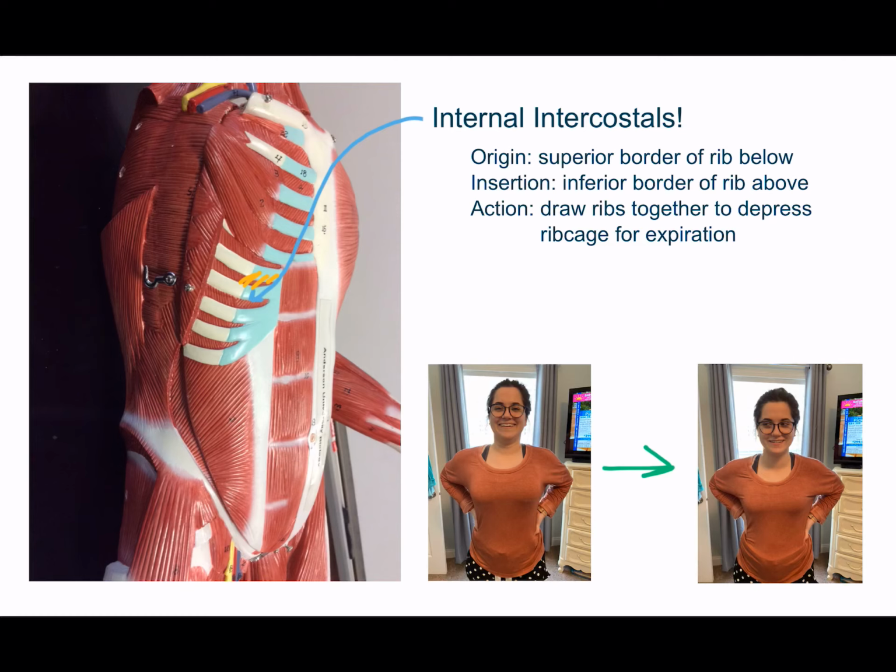If I'm breathing in here, they're going to take me down, because their origin is the superior border of the rib below. So origin, insertion. They're going to pull the insertion towards the origin. It's going to pull everything back from where it just was. It's going to depress the rib cage so that you can exhale. It's kind of weird to learn about these because then you start thinking about what I look like when I breathe. But these work as a pair and go against what each other does.